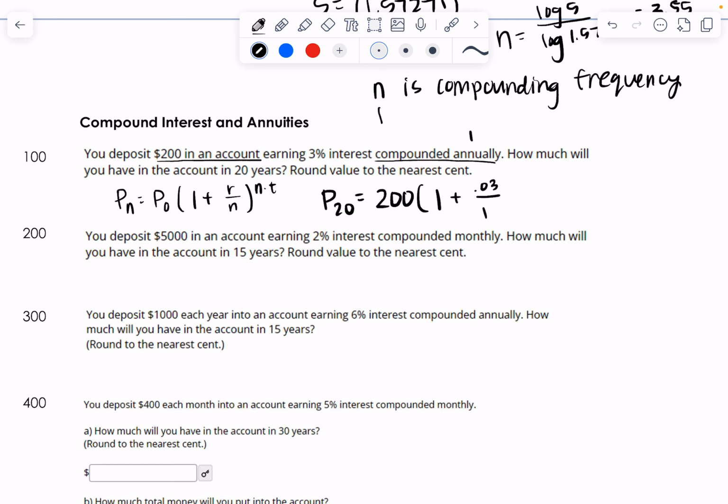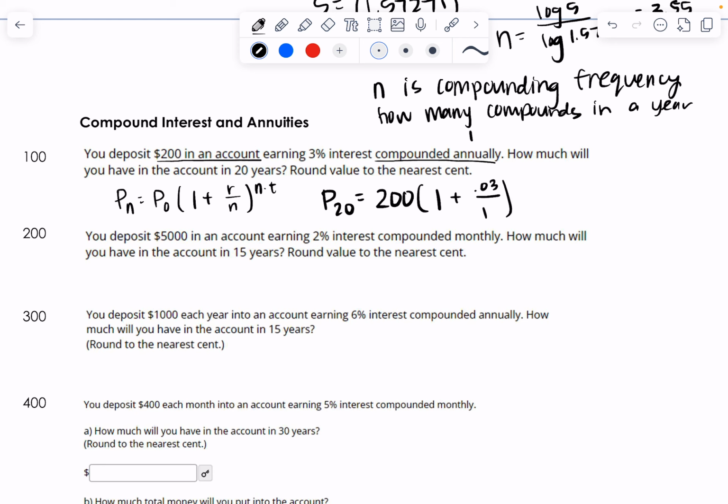which is how many compounds in a year. So if it's compounding annually, that's only once per year. If it's monthly, that's 12 times per year. Weekly would be 52. Semi-annually is 2 times a year. I think those are the most common ones that you'll see.